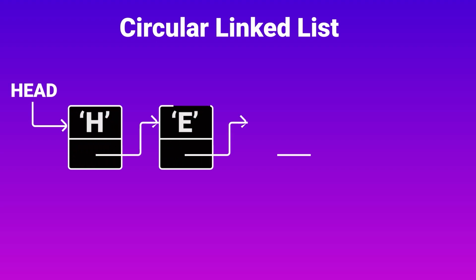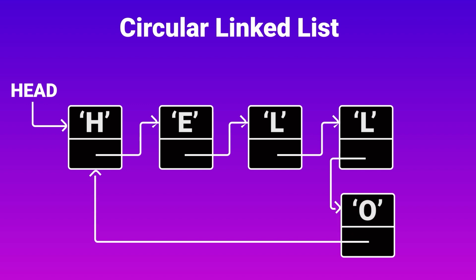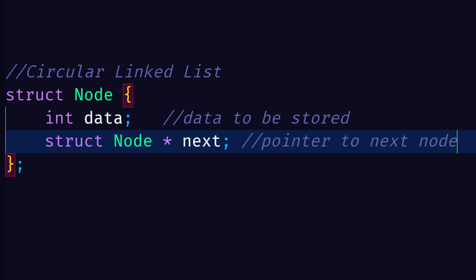Our last type is the circular linked list. Similar to the singly linked list, all the nodes point to their next node, but our last node, instead of pointing to null, points to the first node of our linked list, resulting in the formation of a circular structure. Here, the implementation is the same as the singly linked list, only the idea changes.